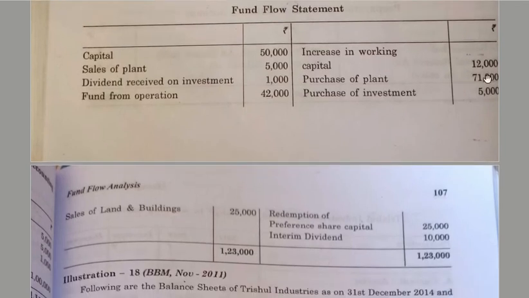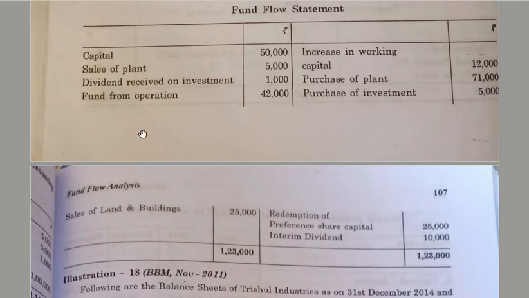So increase in working capital is the application of funds 12,000, purchase of plant 71,000, purchase of investment 5,000, redemption of preference share capital. Meaning to tell, if preference share capital is reduced from last year to current year, you assume that you have been paying your redemption to preference shareholders, that's why it is reducing. If it is increased, it will become a source. So redemption of preference shares 25,000, interim dividend is 10,000.